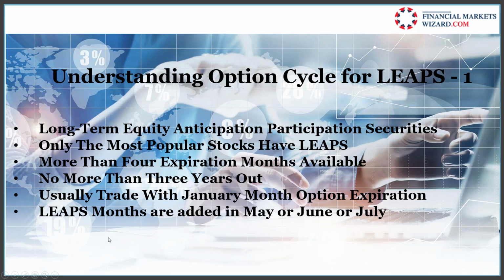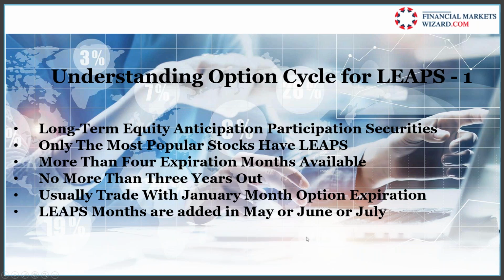And the last thing is, the months are added in the month of May, June, or July. So new months for option expiration are added during these 3 months, and I will explain the logic. So you have to remember May, June, or July. You have to remember that LEAPs have January option expiry also. You have to remember it's a long-term option, so 2 years, 3 years.